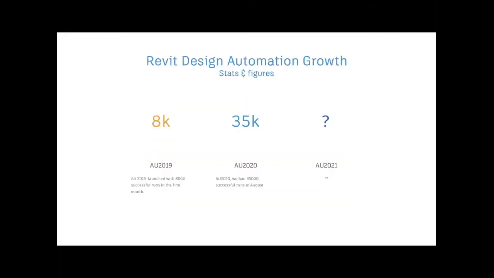Revit design automation in the past year has grown tremendously. If we look back at AU 2019 at the initial launch, in the first month, we had 8,000 successful runs to kick it off. Only a year later, in August of this year, we have 35,000 successful runs in a single month. That's a 300% growth over less than a year's time. It's amazing what you guys are doing with Revit design automation. And we look forward to seeing what AU 2021, when we revisit this conversation, has in store.